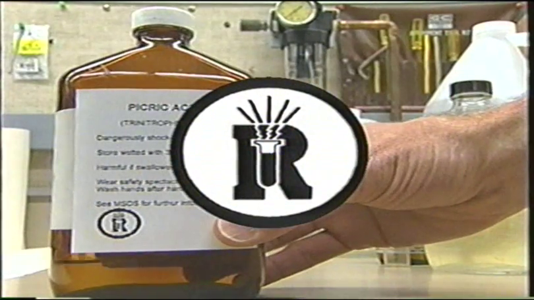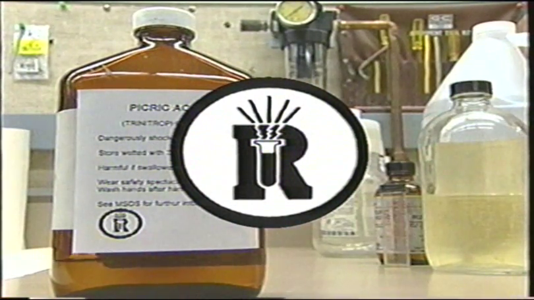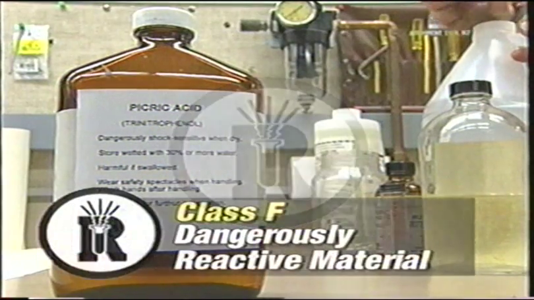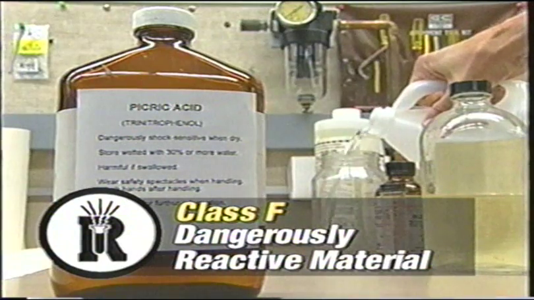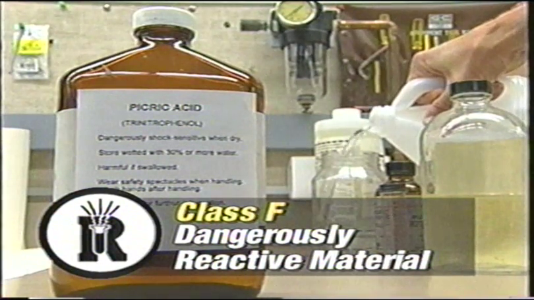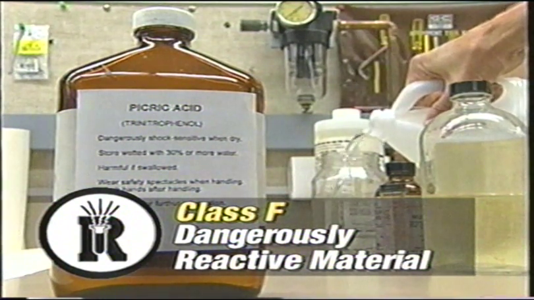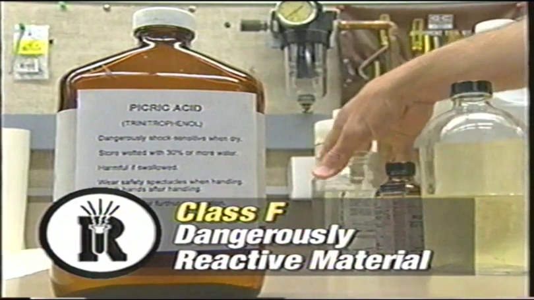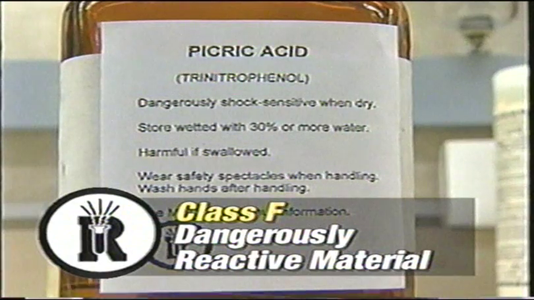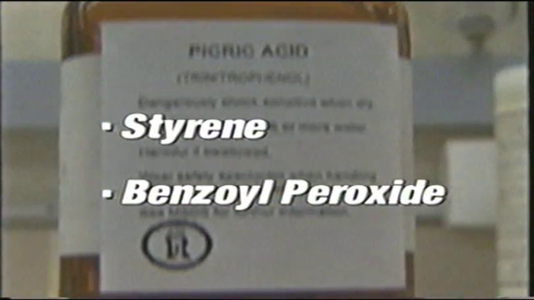Class F is for dangerously reactive materials and uses this symbol. These materials can react violently if exposed to water or different energy sources such as light, heat, vibration, and extreme temperature. The results can include fire and explosion and/or the release of toxic gas. Examples include styrene and benzoyl peroxide.